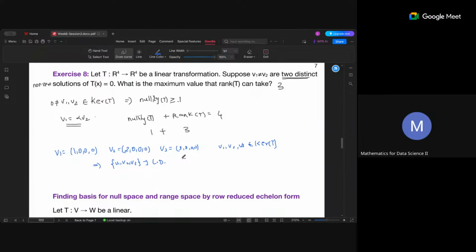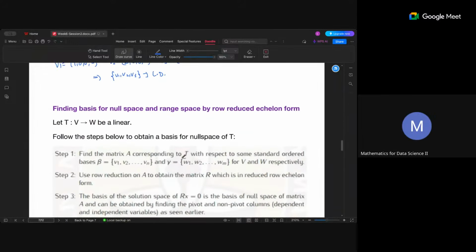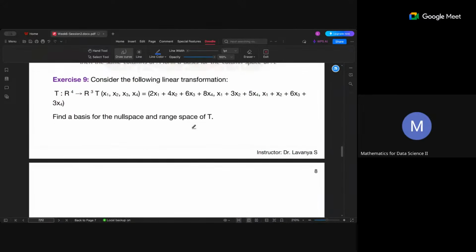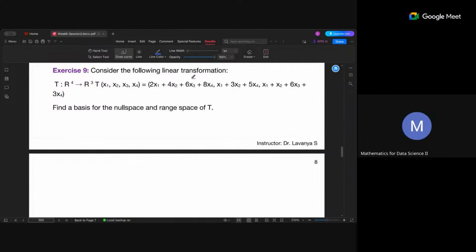Okay. Now we are going to look at the steps involved in finding the null space and range. Straight away I'll go to the problem; I usually prefer doing a problem and then going back to the steps. So let us consider this transformation. Find the basis for the null space and the range space. The first step is always to find the matrix representation. I'll give you 2 minutes. Find the matrix representation of T with respect to the standard basis for both domain and codomain.